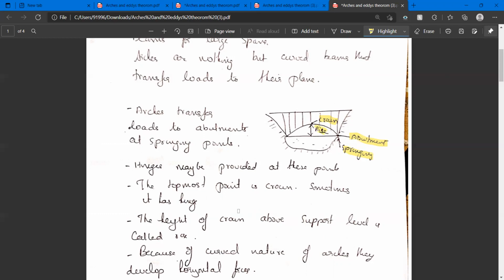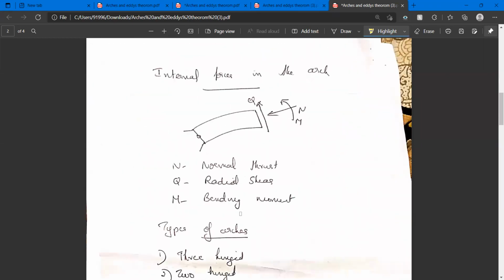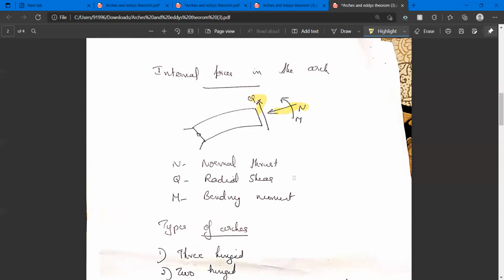Because of curved nature of arches, they develop horizontal forces. Let us see the internal forces in the arch. First one is normal thrust N. Second one, radial shear Q. Then bending moment M is also there.